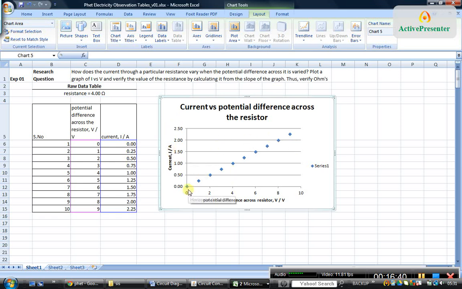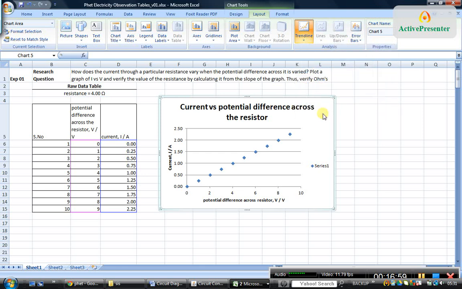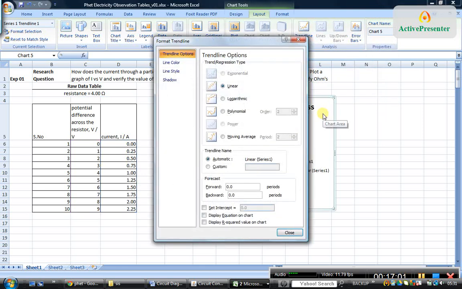Now you need to connect the points to form a graph. Now by looking at the position of the data points, you can see that you should get a linear graph, which is a straight line graph, and it should pass through the origin. So now under layout you will see trend line. So go to more trend line options. It's automatically selected as linear, which is what you need in this case. So select the linear graph.